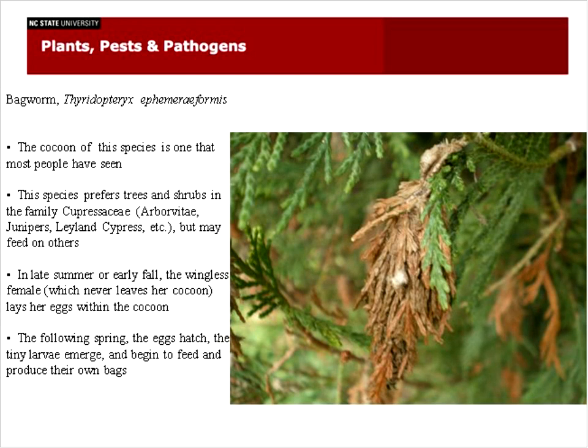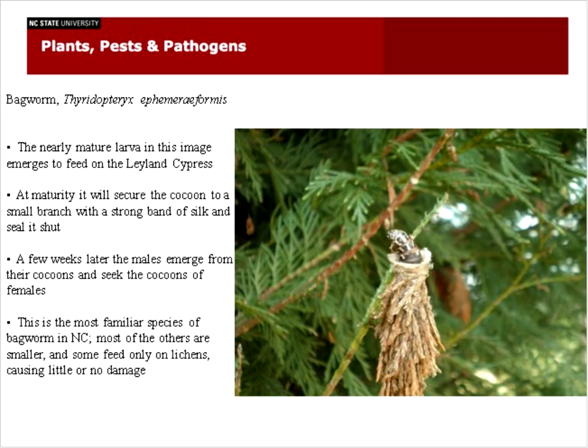Most people have seen bagworms, and this is a species that we're very familiar with. It prefers trees in the Cupressaceae family, things like arborvitae, juniper, cedar, Leyland cypress, and so on. It may feed on others as well. But the caterpillars mature in late summer, and then they close up their cocoons, and after a few weeks, the females lay their eggs within the cocoon. This is a species that overwinters as eggs enclosed within the female's bag slash cocoon, and they emerge the following spring and begin to feed.